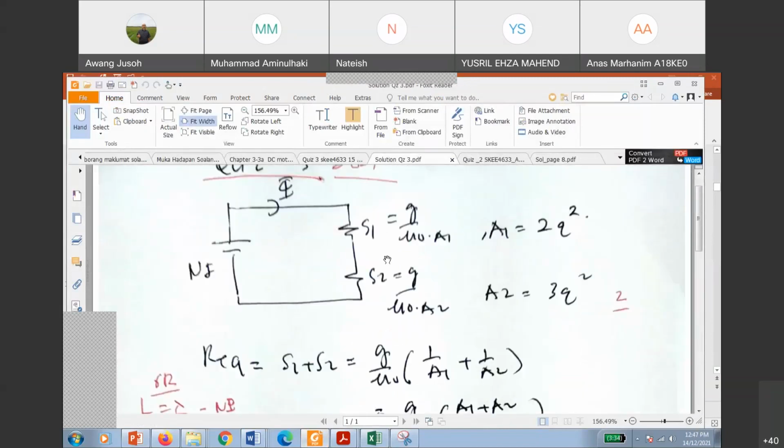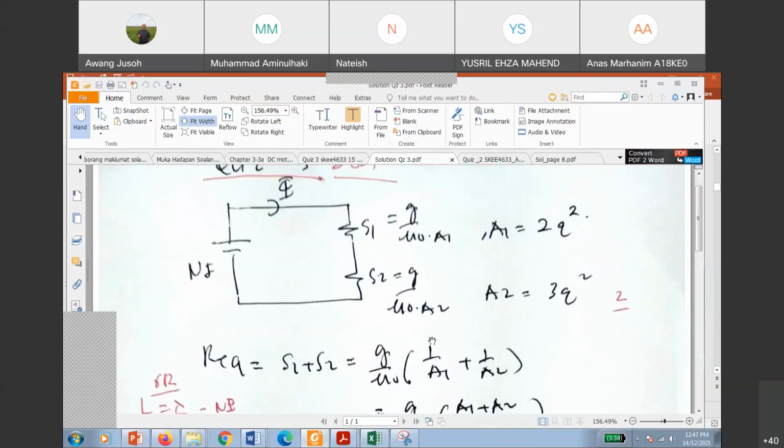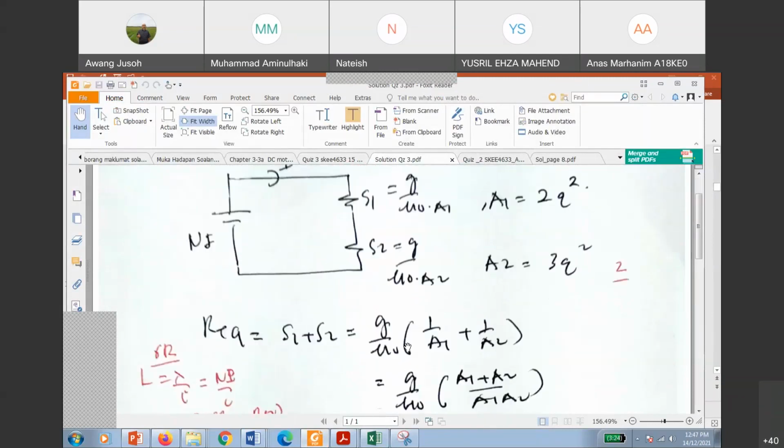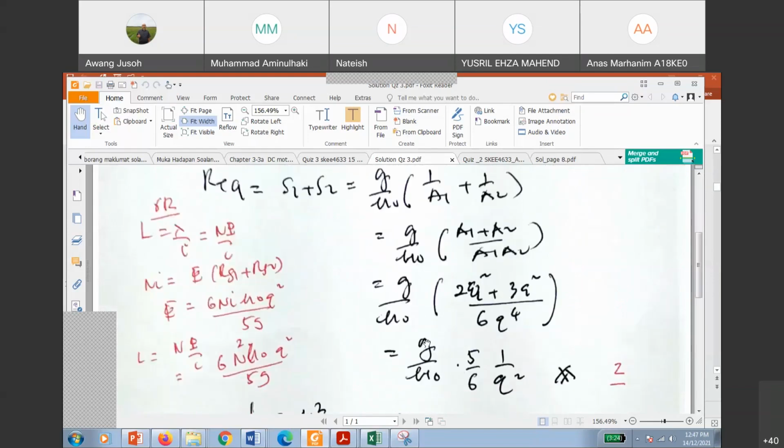So what is S1? G1 over mu naught A1, where A1 is the cross section, equal to 2Q squared. And S2 has the same air gap length, so G divided by mu naught A2, where A2 is 3Q squared. When you find the total reluctance, R equivalent equals S1 plus S2, and you can write it as G over mu naught times 1 over A1 plus 1 over A2. So the answer is G over mu naught times 5 over 6 times 1 over Q squared.